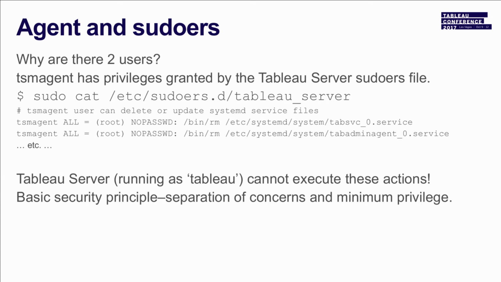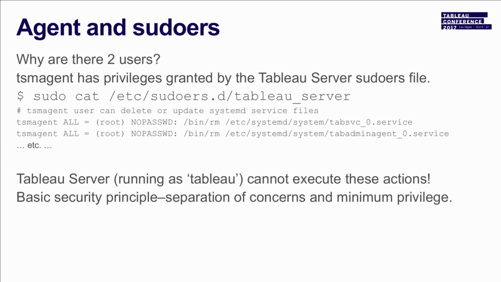So why are there two users? Privileges and separation of concerns. So we use the sudoers mechanism that most Linux distributions provide to grant the TSM agent user permissions. So these are things that the TSM agent account can run as root. And you can just go look at this file. It's a text file. So you can easily audit, like, what are the permissions that Tableau wants so that it can run as root. It's a very limited set.